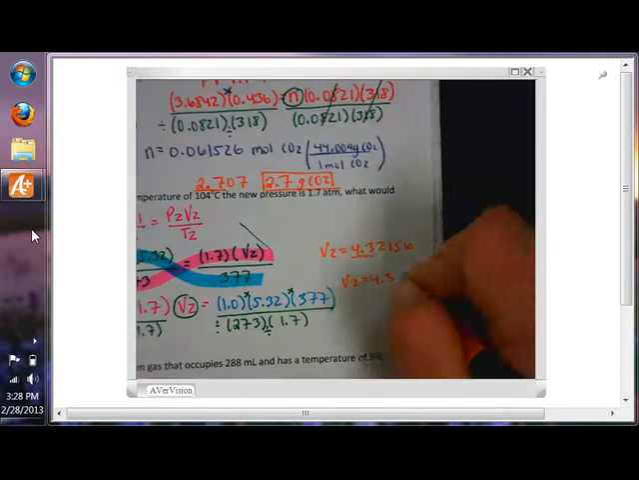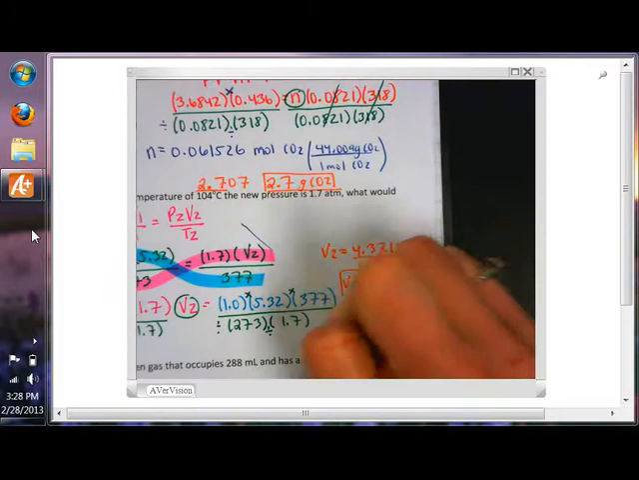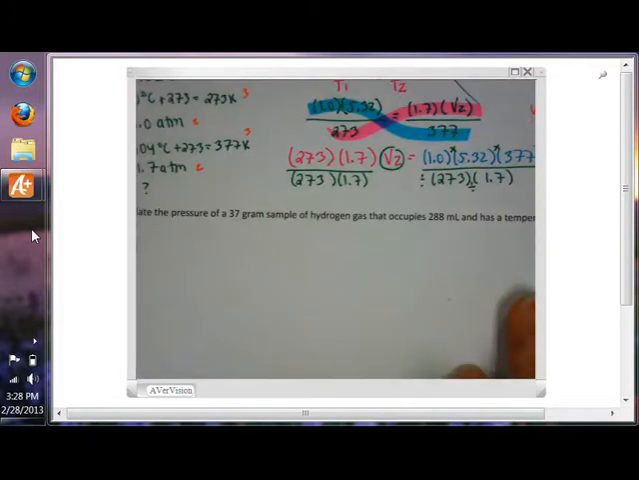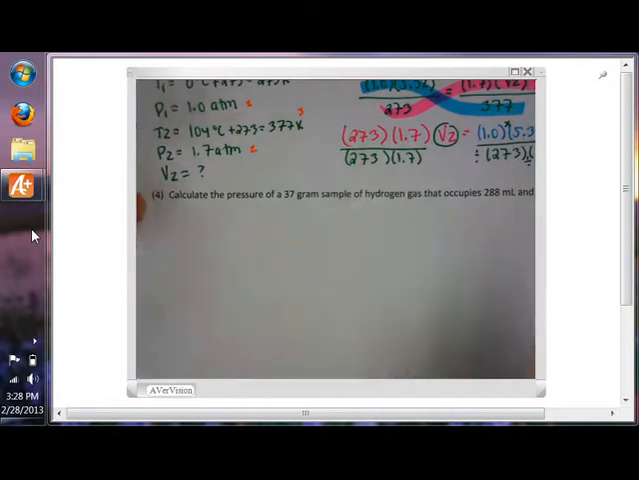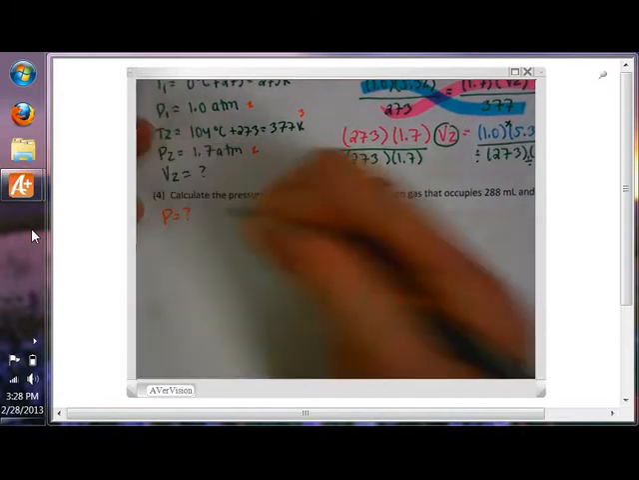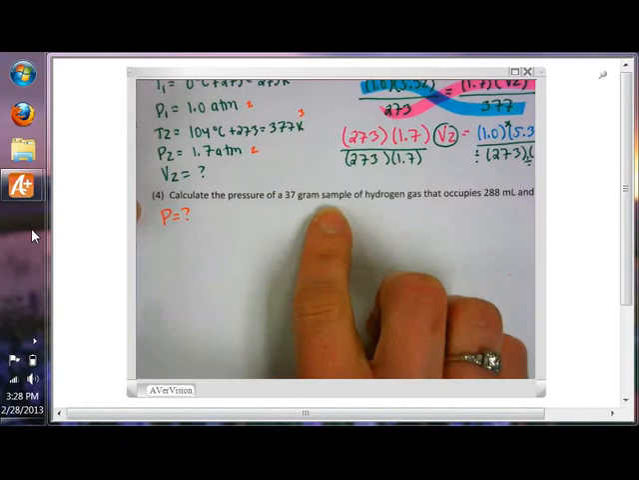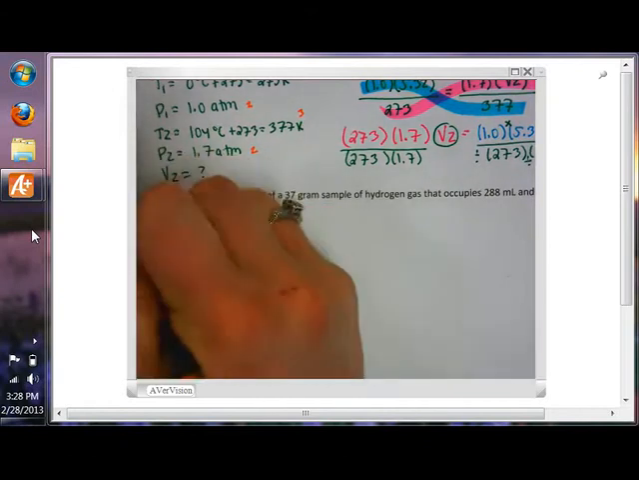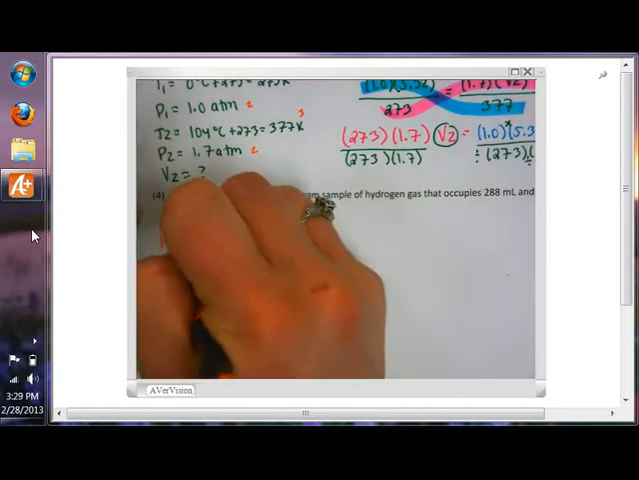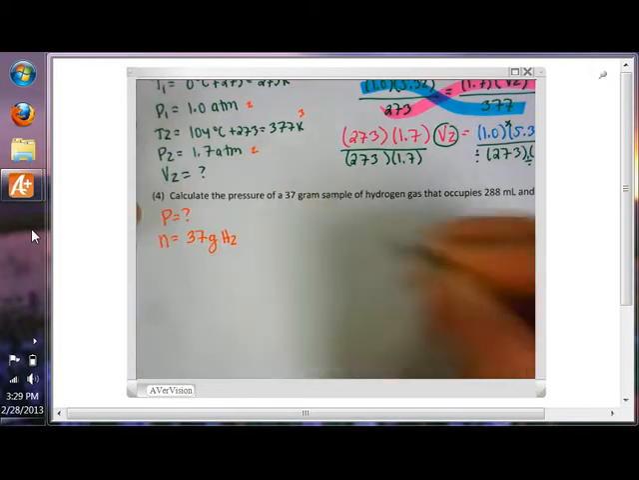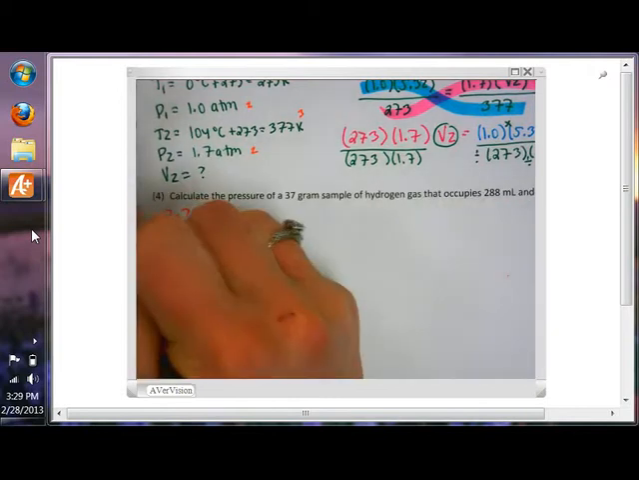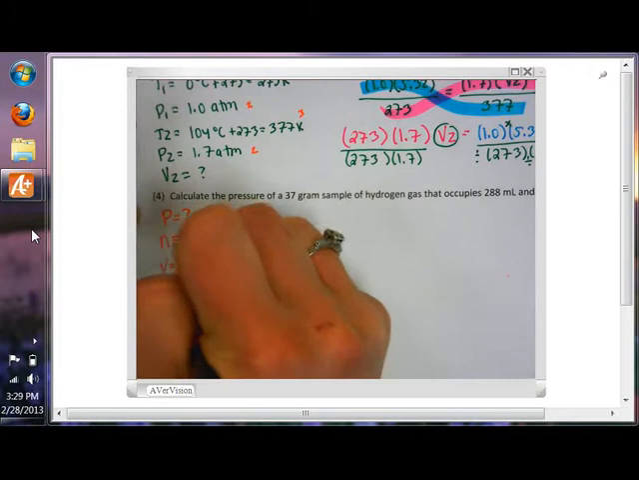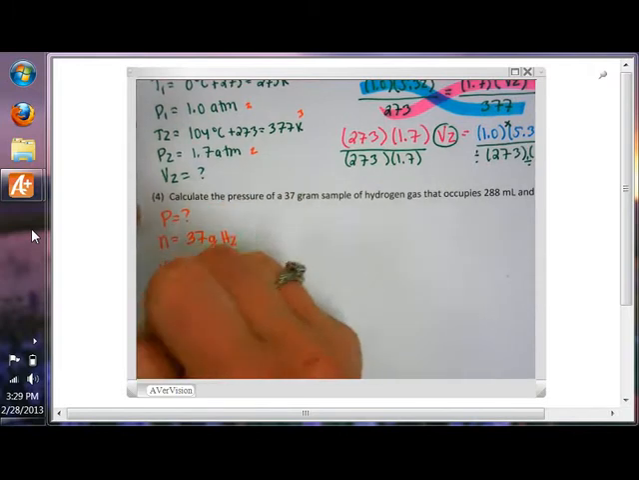Number 4, calculate the pressure, so they want pressure, of a 37-gram sample of hydrogen, so that's close to n, so you've got 37 grams of hydrogen. It has this volume, 288 milliliters, and a temperature of 39 degrees Celsius.